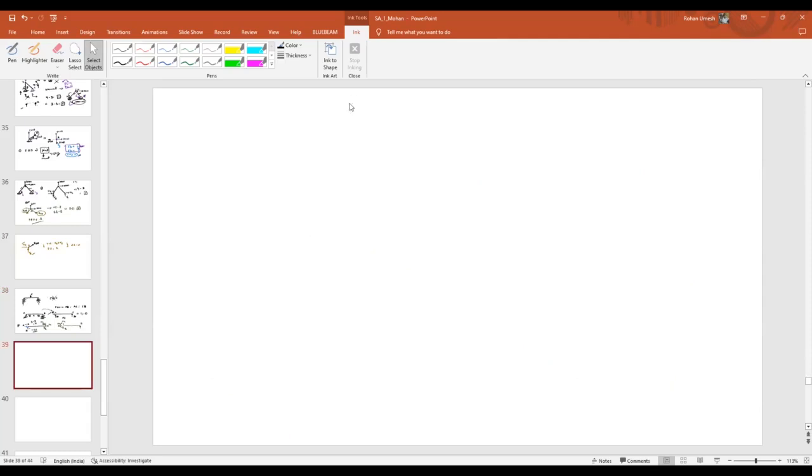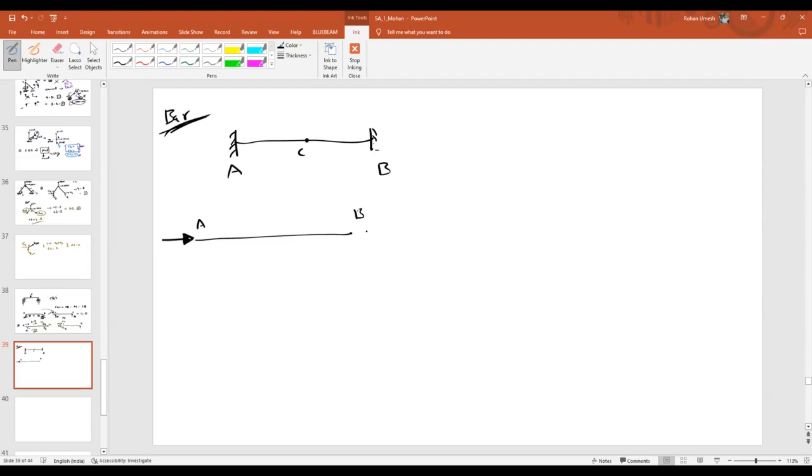Okay. Now, I'm coming again to the bar problem: A, C, B, and AB. How many reactions will exist at A and B? It is a bar problem. Once again, I'm saying, at A, how many reactions will exist? One. Don't get confused; it is a bar problem, only axial forces. And at B, how many? One, sir. This is the free body diagram of AB.